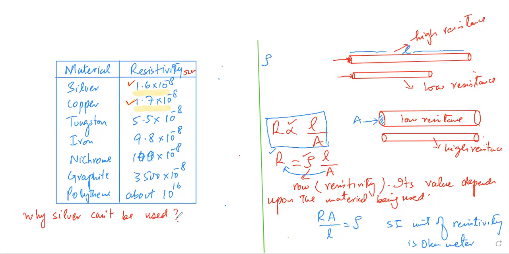Silver is expensive. Very good. This is a very good option. Do you get it, Aiza? Aiza? May I hear from you? Aiza, do you hear me? Aiza, are you there? Can you hear me? Yeah, now I can hear you. My question was why silver cannot be used, although its resistivity is smaller than copper. What could be the reason?